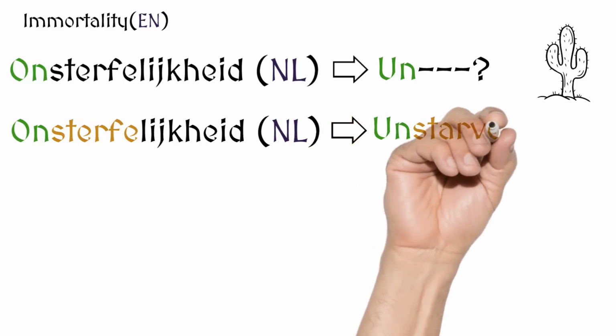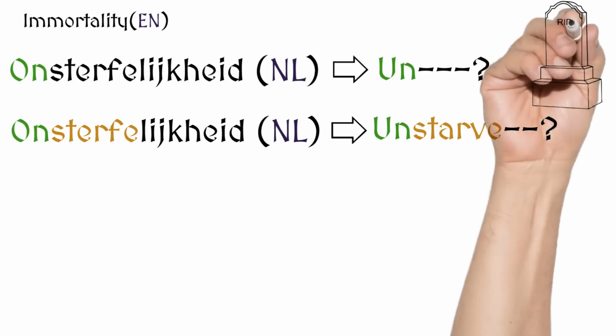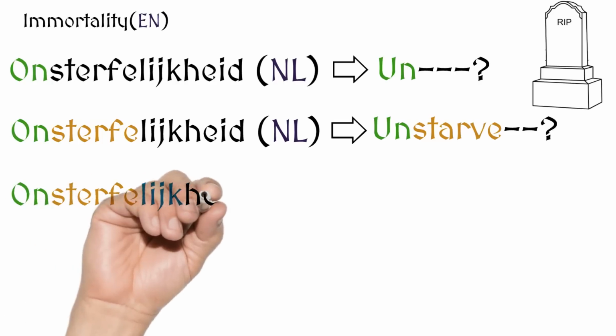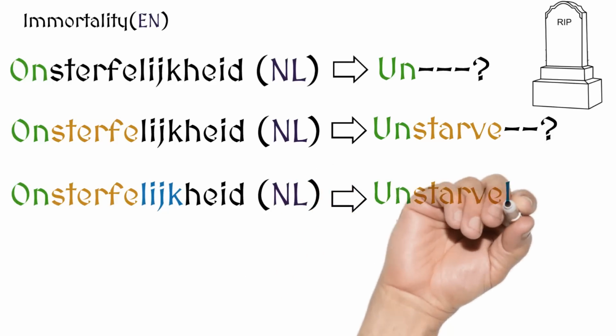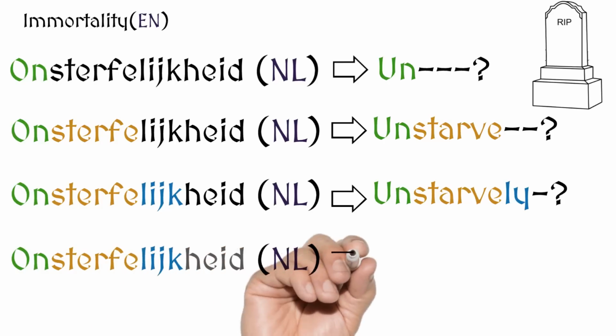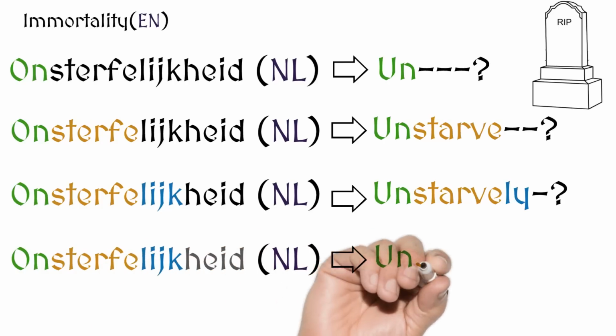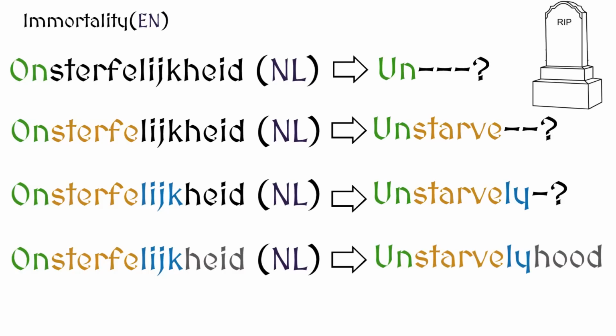In English it also means to die, but due to the lack of food. The lijk part in sterfelijk is cognate with the English like or ly, to be like something. And the suffix heid at the end of onsterfelijkheid is cognate with the English suffix hood, meaning the state or manner of being in a certain way.